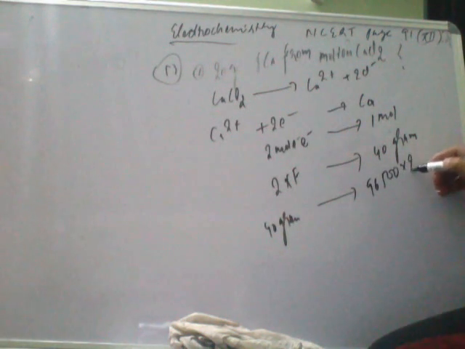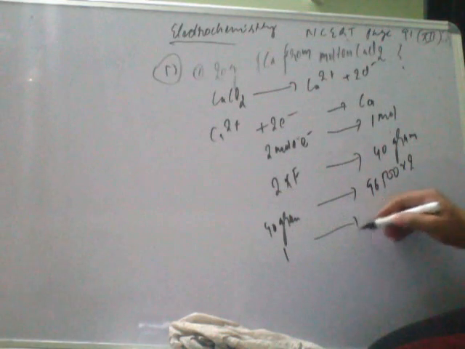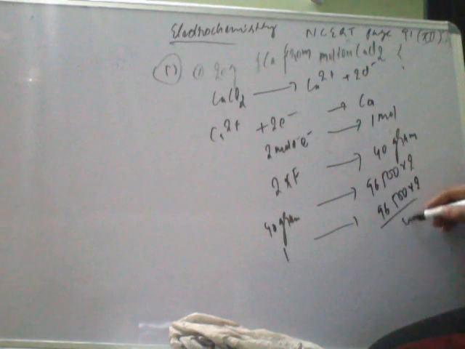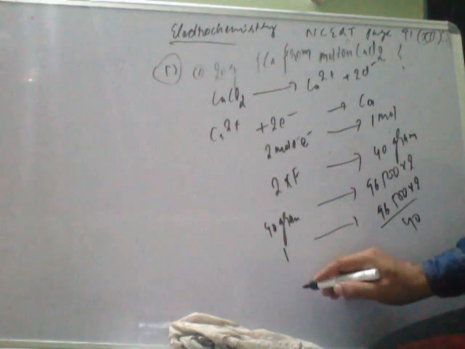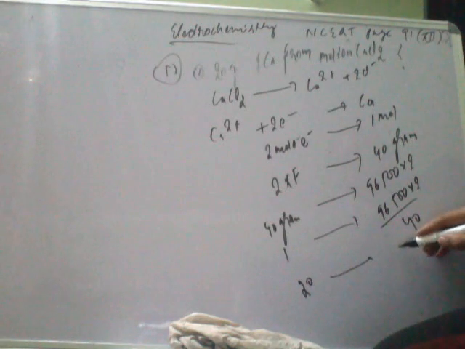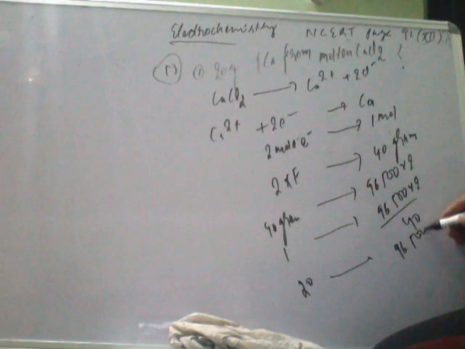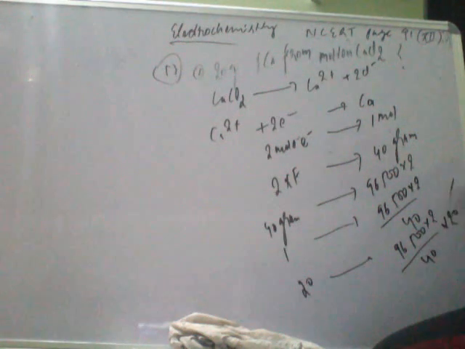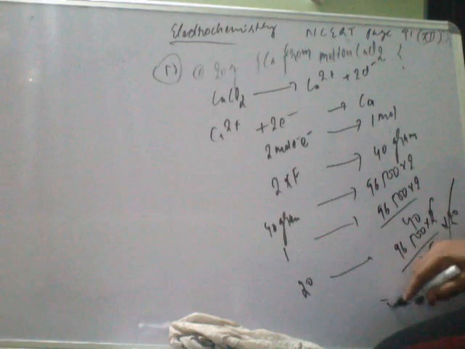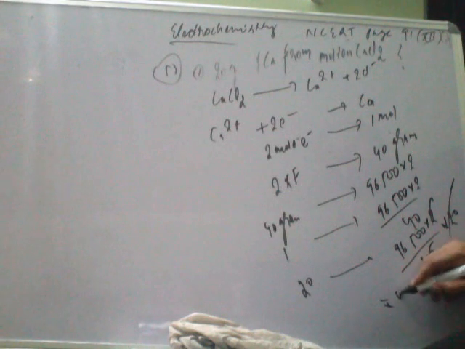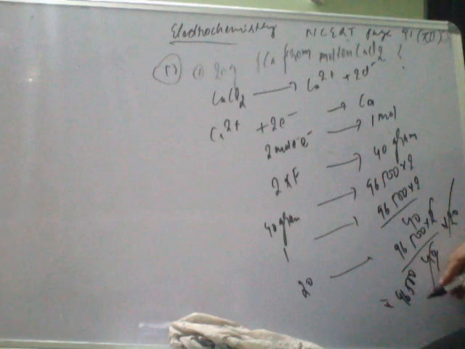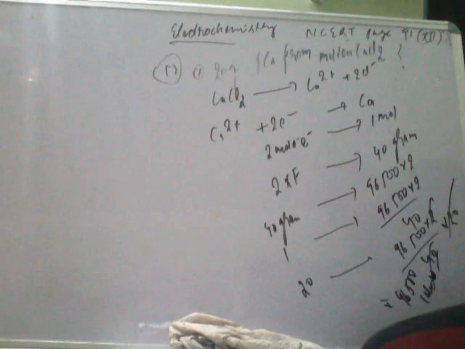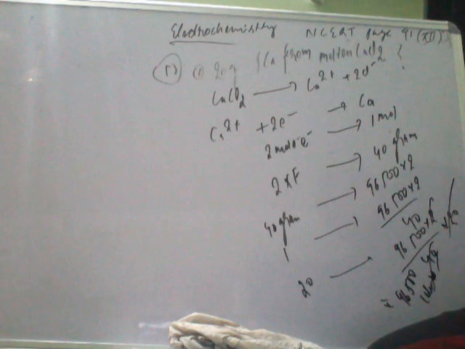40 gram is equal to 96,500 multiplied by 2. So 1 gram is equal to 96,500 multiplied by 2 divided by 40. So 20 gram equals 96,500 multiplied by 2 upon 40, multiplied by 20. Here 2 twos are 40. So the answer is 96,500 coulomb, that is 1 Faraday of charge. That is the correct answer.